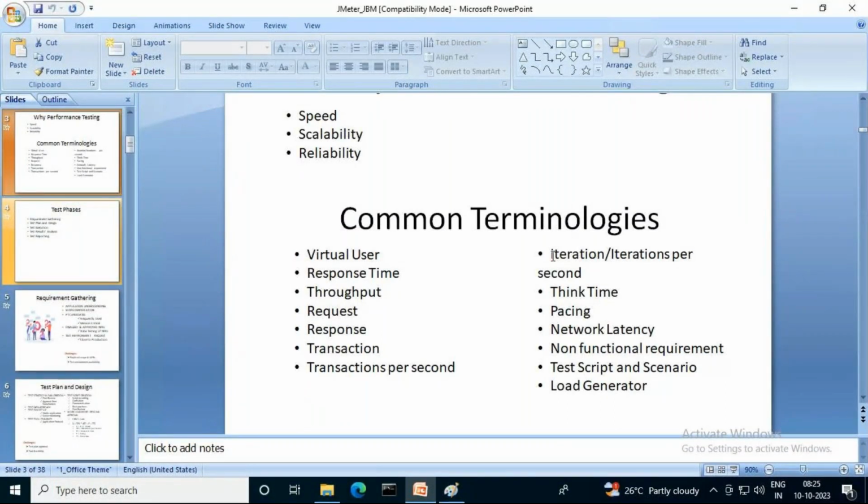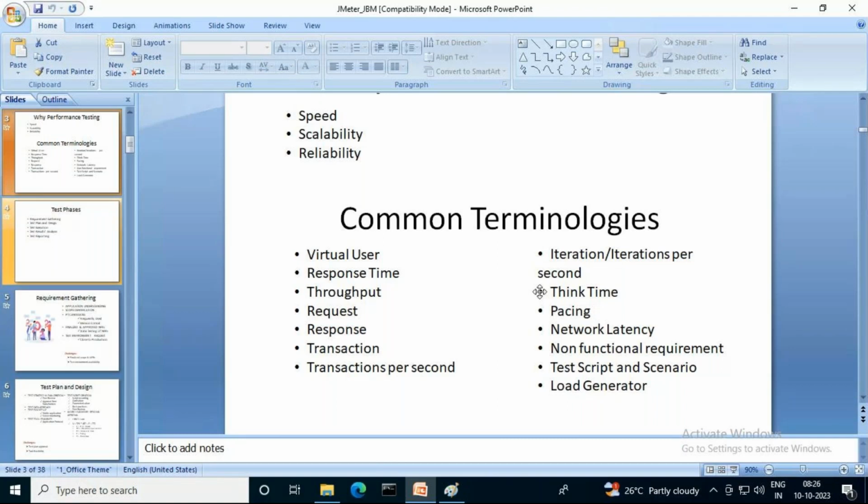Then we have iteration and iterations per second. Very, very important, guys. What is an iteration? People get confused between iteration and transaction. I told you, for example, we are booking a flight. When booking a flight, the user will launch the application, then log in, then search for the flights, then select the desired flight and book it.